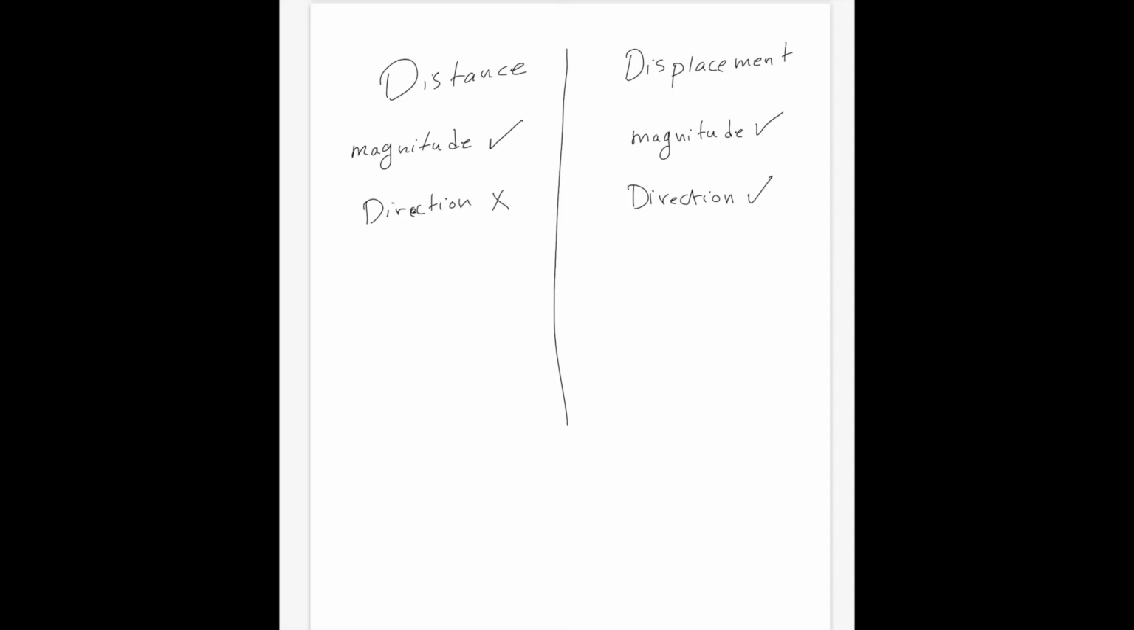Okay, so this is essentially the difference between a vector and a scalar. So a vector has magnitude and direction, and a scalar only has magnitude, no direction.